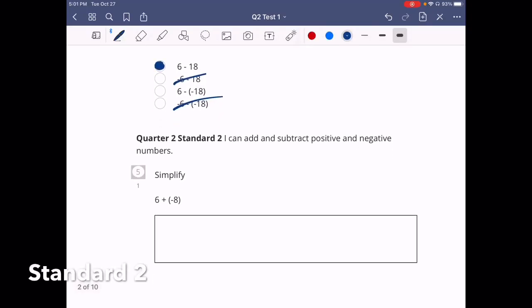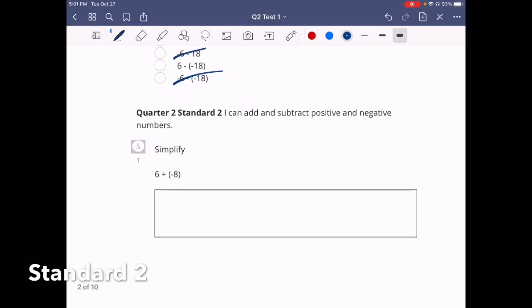All right, quarter two, standard two. I can add and subtract positive and negative numbers. Okay, so simplify means solve, right? Currently, this expression has two terms, and the simplest it can get is one term, right?